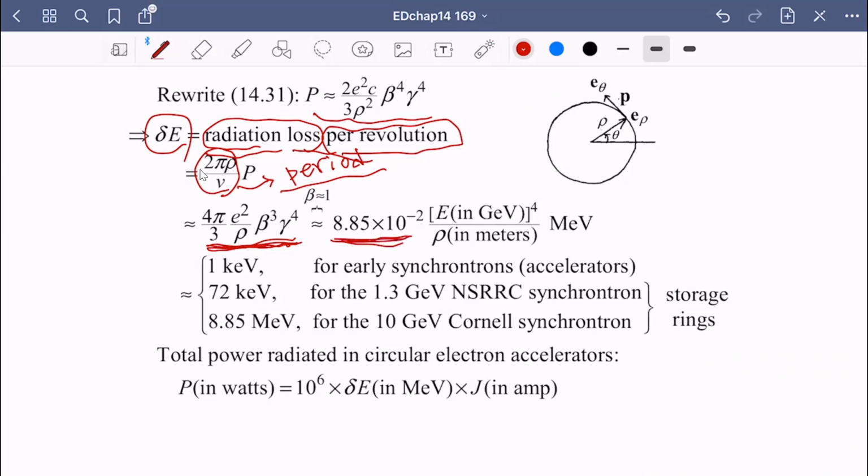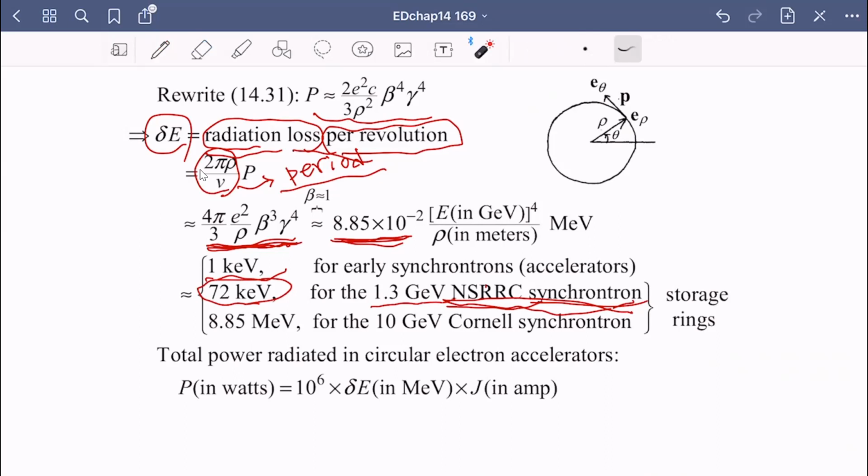Huge. Okay, so you can imagine for 1 keV for early synchrotrons, this value is very small, the energy loss is very small. But for 1.3 GeV synchrotron radiation at the National Synchrotron Research Center, that will be 72 keV lost in total, and so the charged particle will radiate and slow down.